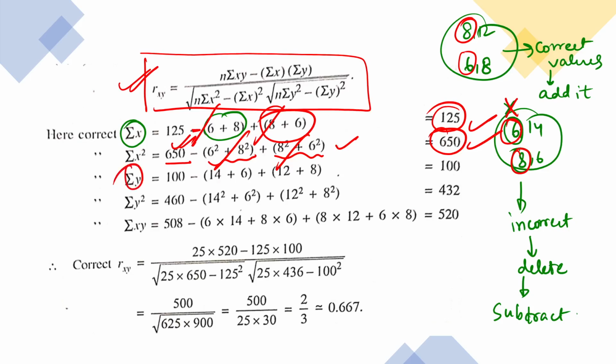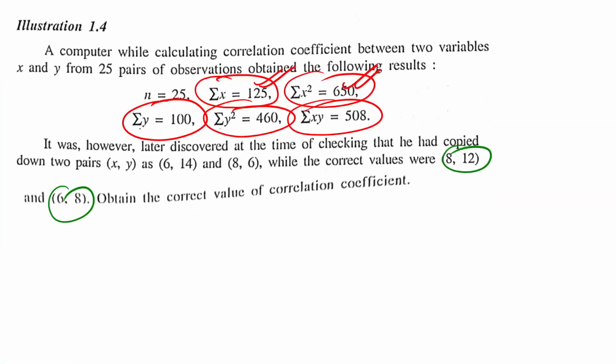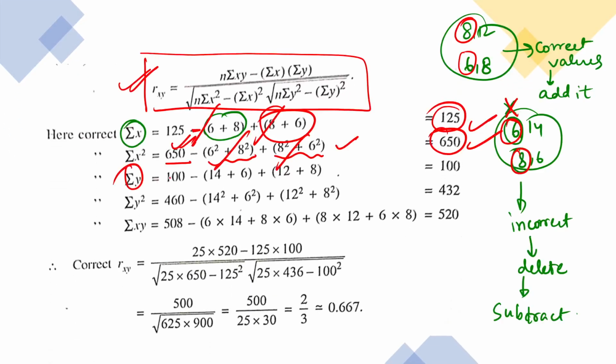After that, summation y. For summation y, the recorded value was 100. 100 minus 14 plus 6, because for y these are the values, and for the correct case 12 and 8. See, 14 plus 6 is 20, and 12 plus 8 is again 20. So these get cancelled again. Very beautiful question.